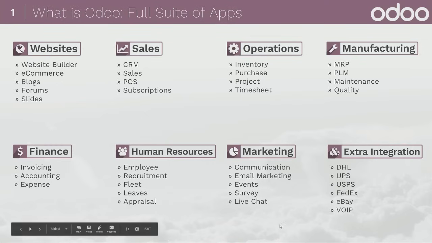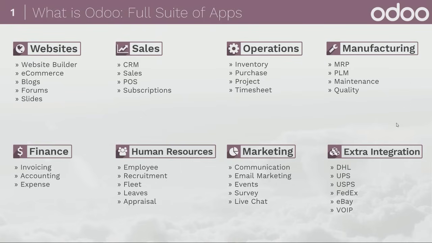So as I said, we have about 40 different apps. This isn't even the full number anymore. We also just recently included the Documents app. That's our newest one in version 12. And we're constantly adding more and more apps as time goes on.